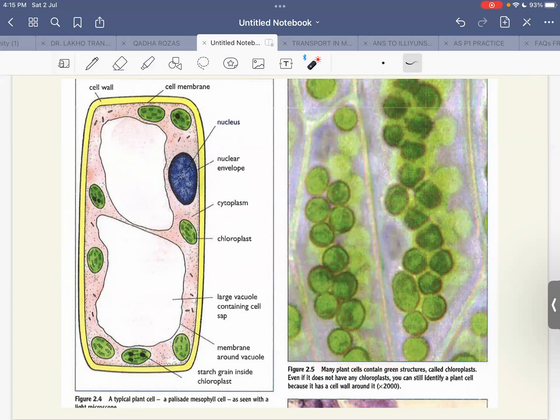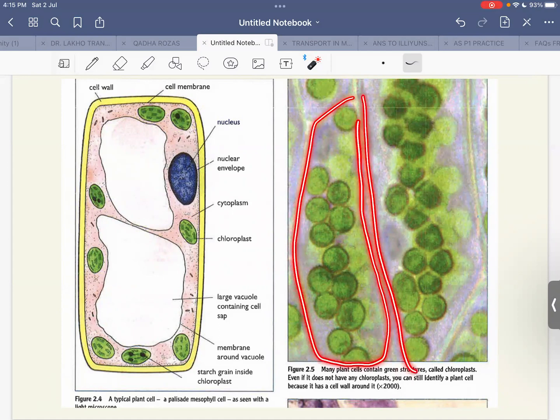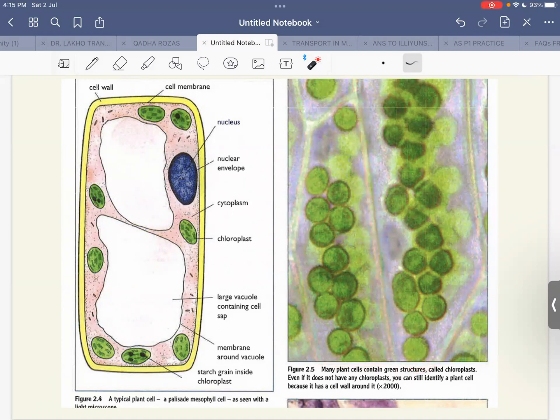And this is one cell. This is another cell.